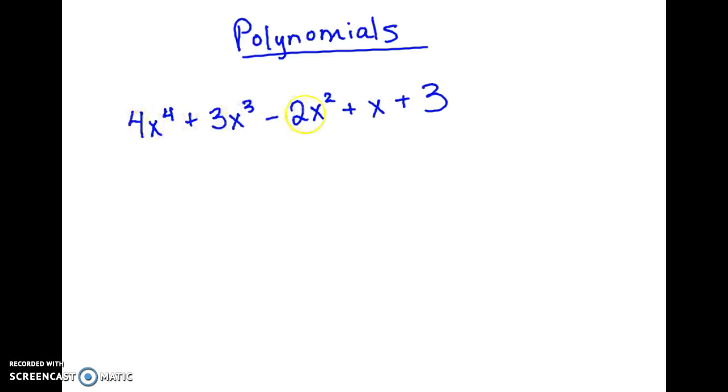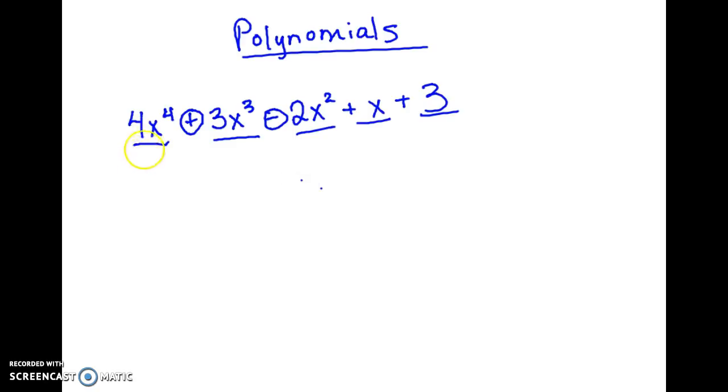Notice we've got 1, 2, 3, 4, 5 terms. Each of the terms is separated by a plus or a minus. So we've got 5 terms. Notice when I write out my polynomial, I start at the highest exponent and go down in decreasing order to the final number being a constant.